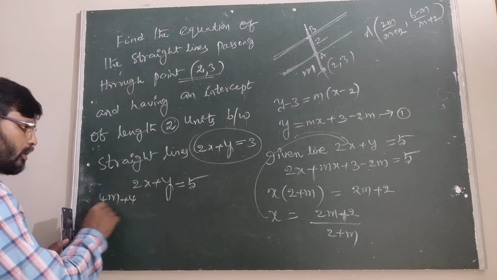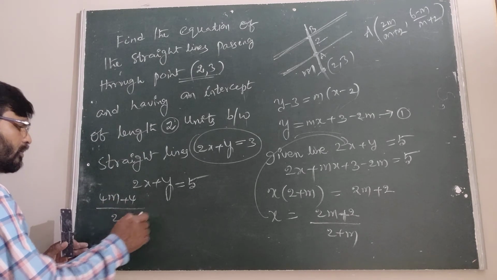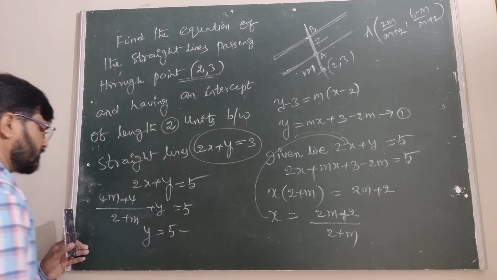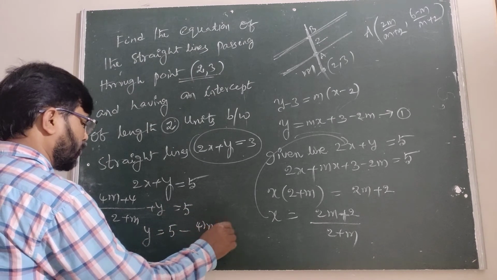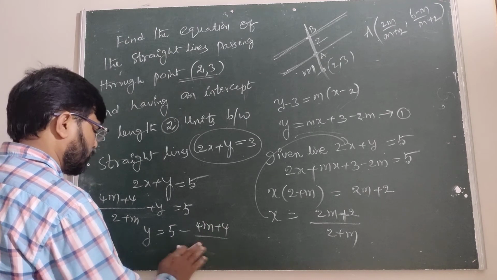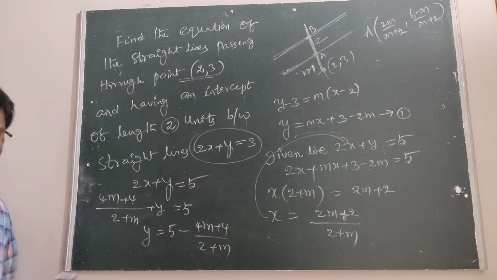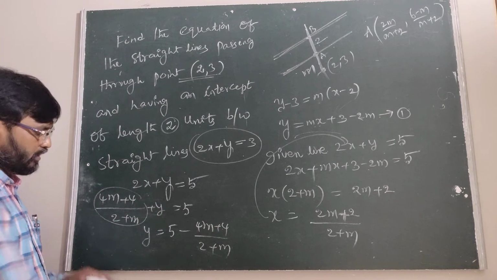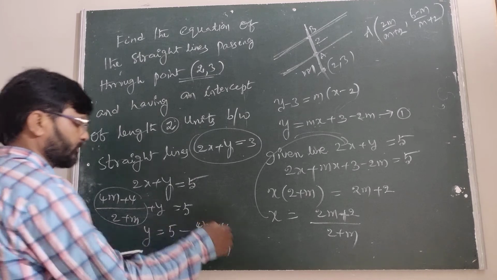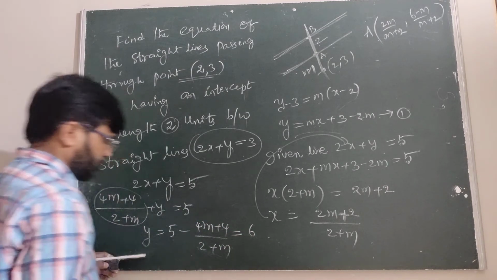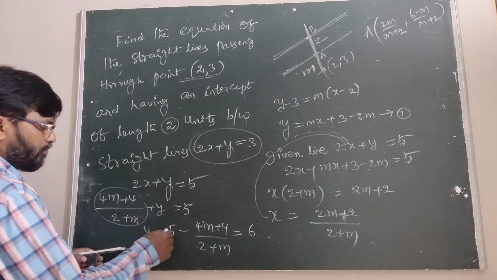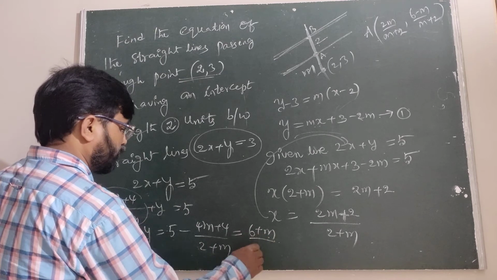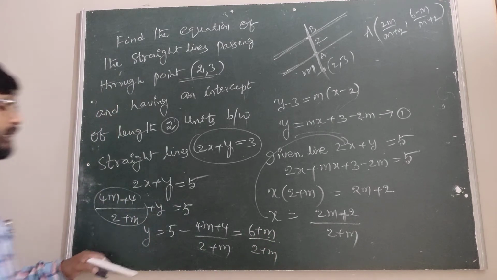Again, 4 upon 2 plus m plus y equal to 5. Then y equals 5 minus (4m plus 4) by (m plus 2), over 2 plus m. Now this can be written by sending the term completely to the other side. Therefore 5 into 2 is 10, 10 minus 4 is 6. Therefore 5 into m is 5m, and 5m minus 4m is m, upon 2 plus m. Is it clear or not?